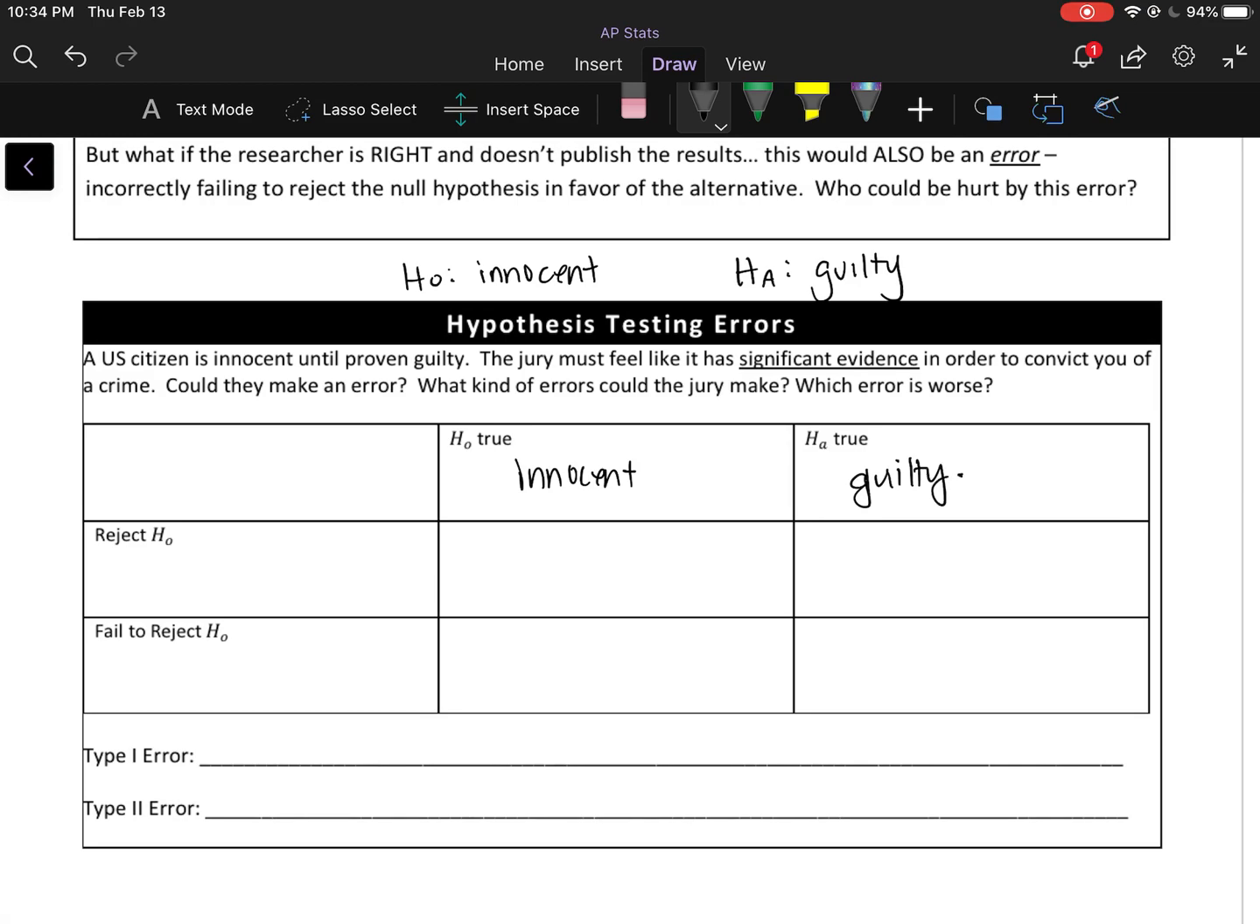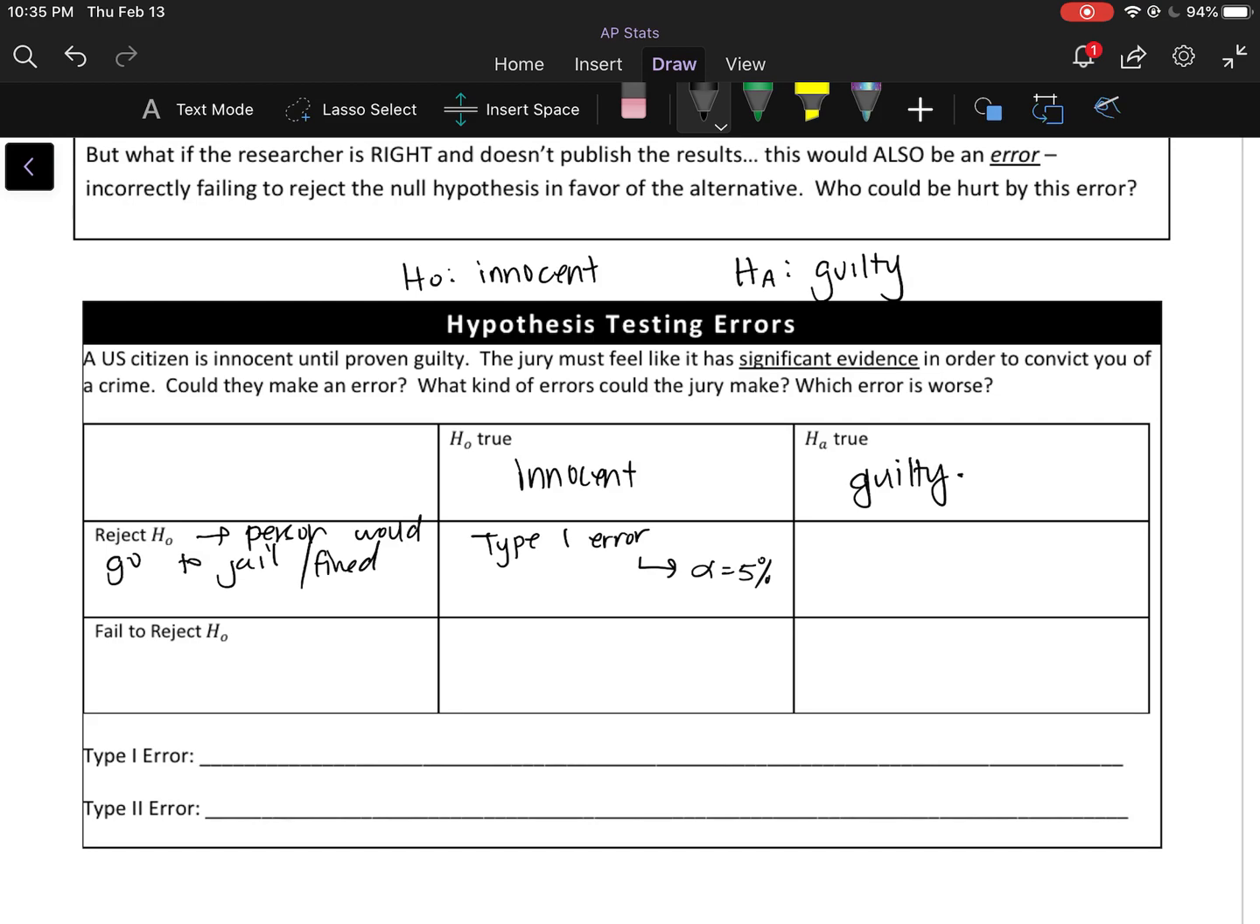Okay. So let's say you were to reject H0. If you reject H0, the person would go to jail or be fined, depending on the situation. Okay. But let's say you rejected H0, but H0 is actually true. This is going to be a type 1 error. All right. This is alpha equals 5%.